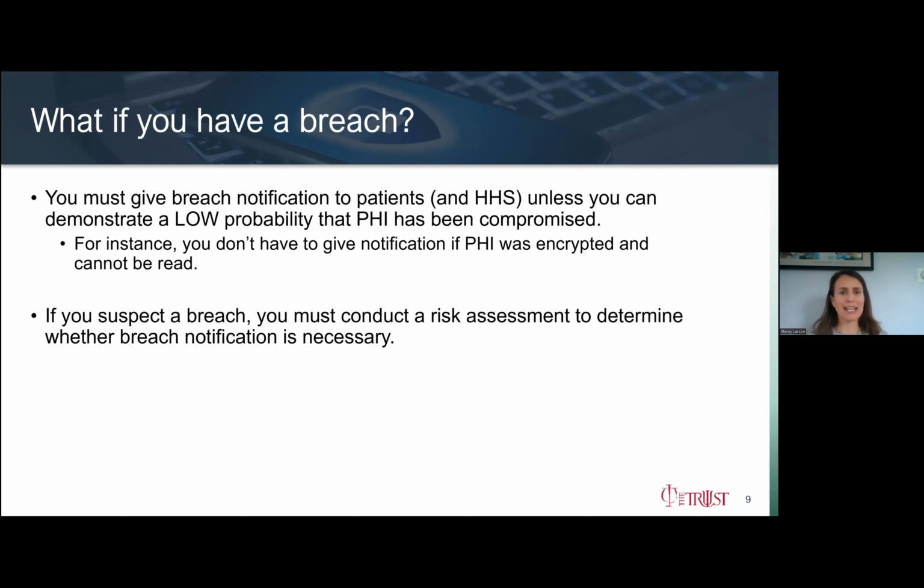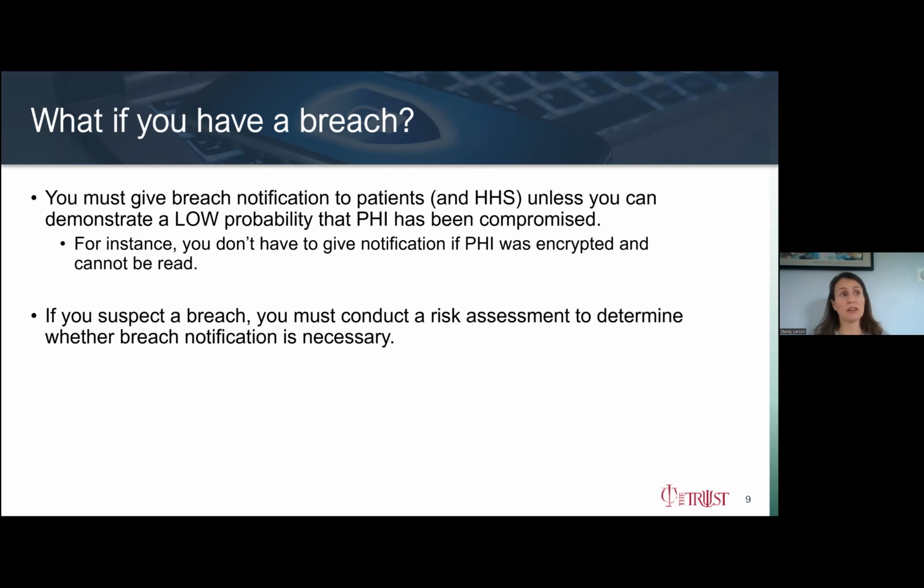So now we're kind of getting into the meat of things. So what if you have a breach? Covered entities and business associates must only provide the required notifications if the breach involved unsecured protected health information. As we mentioned, that unsecured protected health information is protected health information that has not been rendered unusable, unreadable, or indecipherable. So you must give a breach notification to patients and HHS unless you can demonstrate a low probability that that PHI has been compromised.